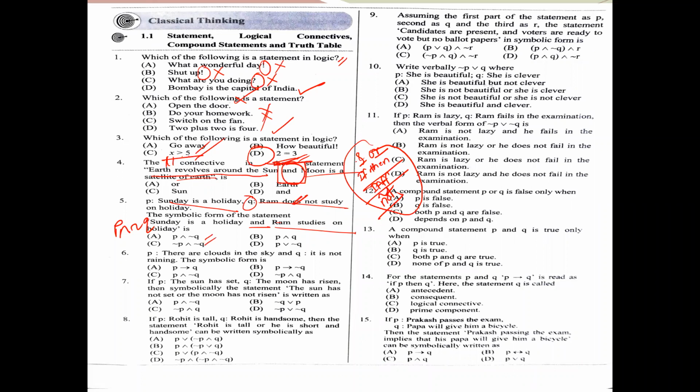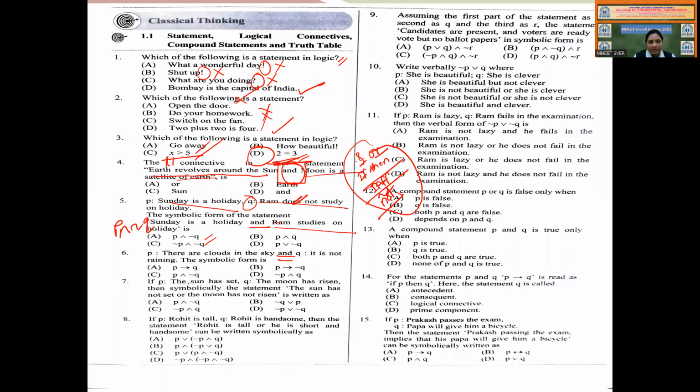Let's go again. There are clouds in the sky and it is not raining. The symbolic form has "and" in it. Option number C. Good, good.